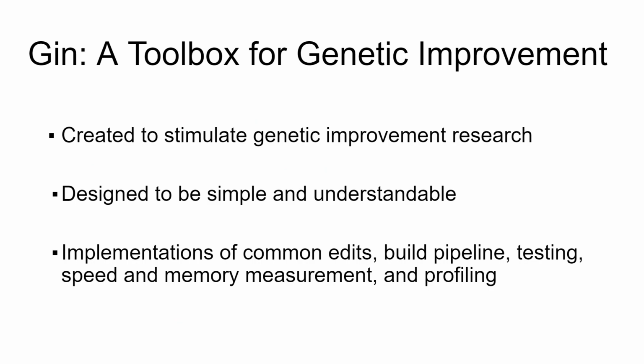Gin is a toolbox for genetic improvement. We all know TensorFlow, so imagine TensorFlow, but for genetic improvement. It's made to be easy to understand, lightweight, and easy to build on. So if you have a research team and you want to do research in genetic improvement, rather than writing your own framework and spending 6 months on it, you can just start with Gin and build up from there. It implements all of the common things you'd see in a genetic improvement framework: edits, testing, profiling, memory measurement, things like that.